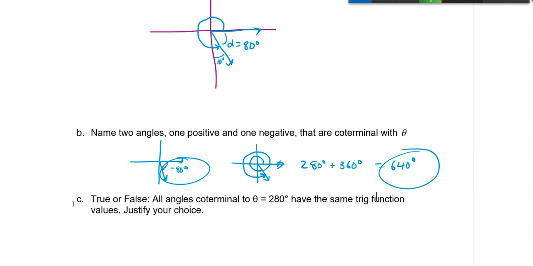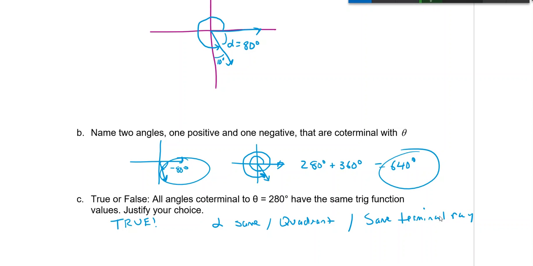All right, next question. True or false: all angles coterminal with 280 have the same trig function values? This is absolutely true. The reason it's true is because alpha is the same and the quadrant's the same. If we know alpha and we know the quadrant, then we know the trig functions, right? Regardless of what angle it is, how we got to that terminal ray. If alpha is the same and the quadrant's the same, another way of saying it is same terminal ray.